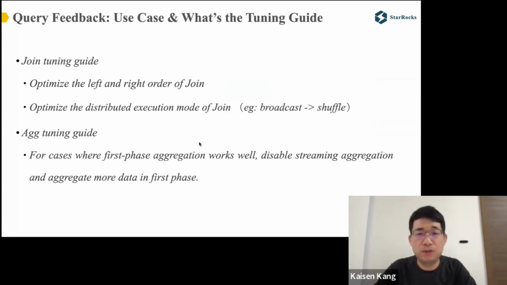Currently, the first version of query feedback can mainly optimize three types of joins. The first is to optimize the left and right order of join. The second is to optimize the distributed execution mode of join, for example, broadcast join to shuffle join or shuffle join to broadcast join. And the third is for the case where first phase aggregation does not work well: disable streaming aggregation and aggregate more data in the first phase. We will introduce streaming aggregation soon.